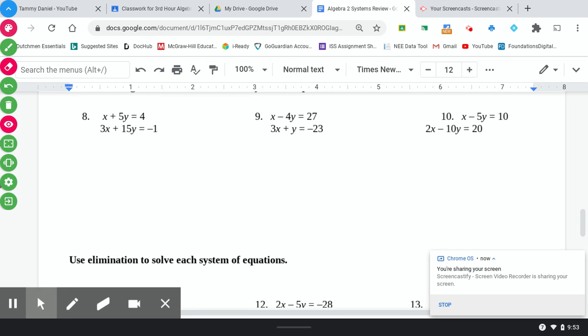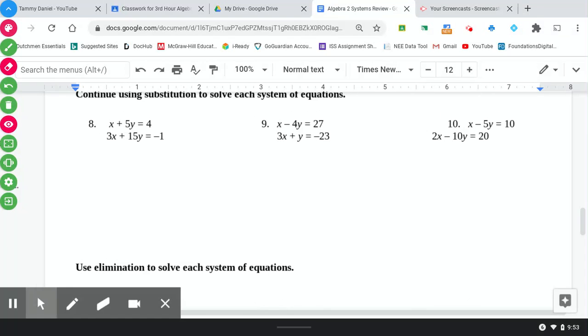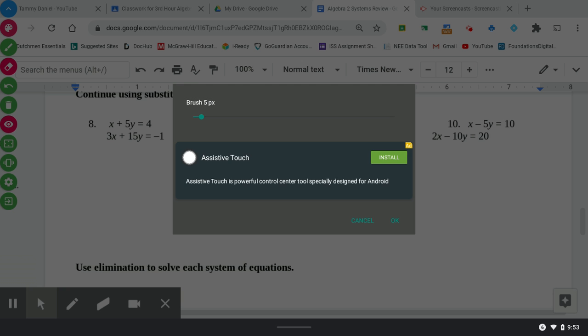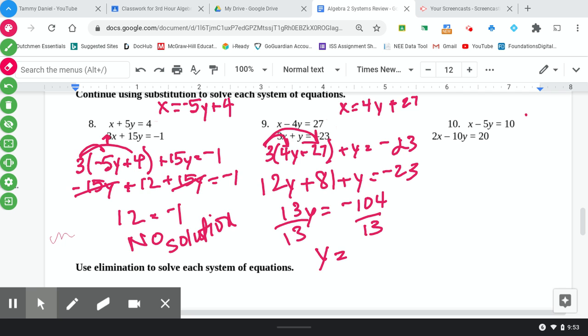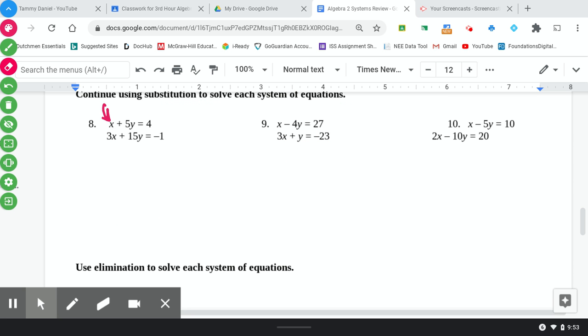Okay, on problems 8 through 10, we're also using substitution, but these are a little more in depth. So what we try to do is get one of the variables by itself so that we can substitute it into the second equation, or the other equation, I should say. In this case, it would be easiest to get the top equation to get x by itself, because it doesn't have a coefficient. So I can do that by subtracting 5y from both sides. All right, and when I do, I end up with x is a negative 5y plus 4.